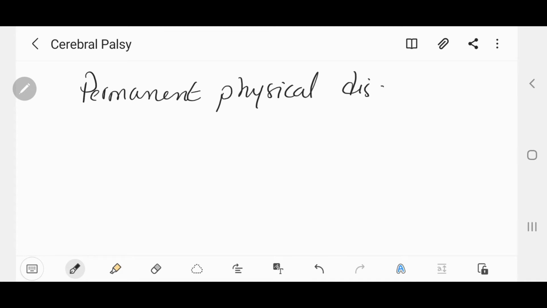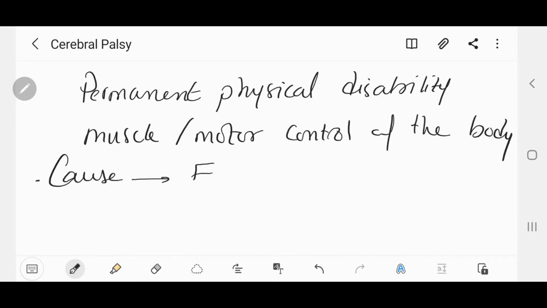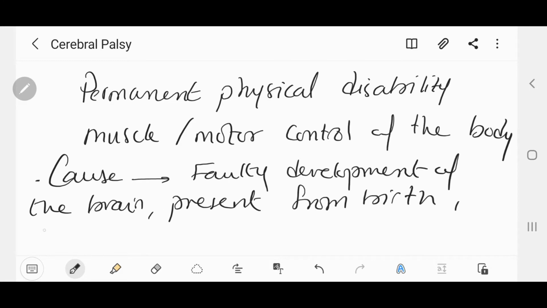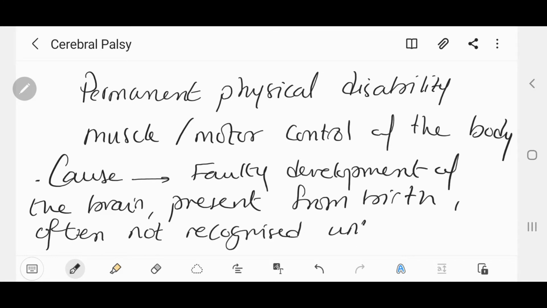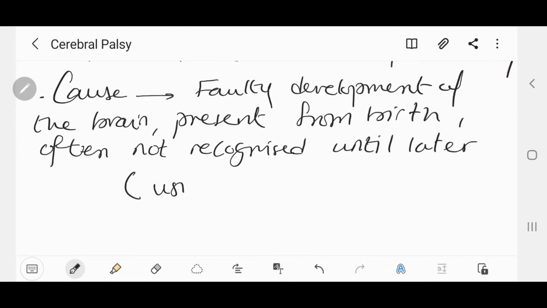What is cerebral palsy? It is a permanent physical disability that affects muscle or motor control of the body. Cerebral refers to the brain, while palsy means a complete or partial loss of the ability to move part of the body. It is due to faulty development of the brain and in most cases is present from birth, although often not recognized until later in infancy or childhood, but is usually apparent before the age of 2 years.